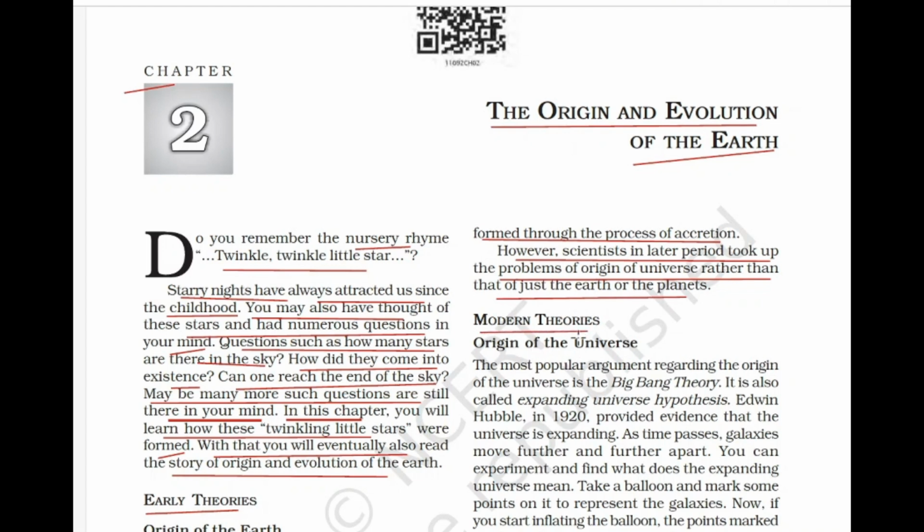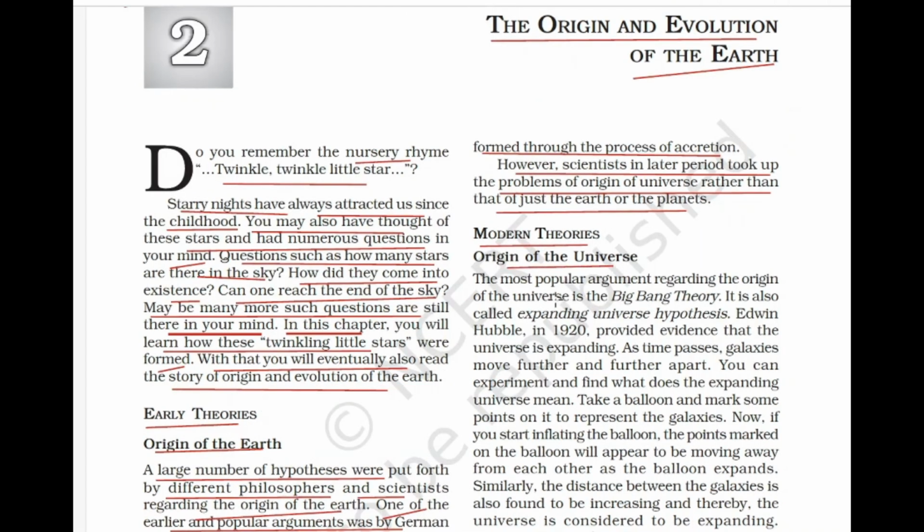Now, modern theories about the origin of the universe. The most popular argument regarding the origin of the universe is the Big Bang theory. It is also called the expanding universe hypothesis. Edwin Hubble in 1920 provided evidence that the universe is expanding. As time passes, galaxies move further and further apart.